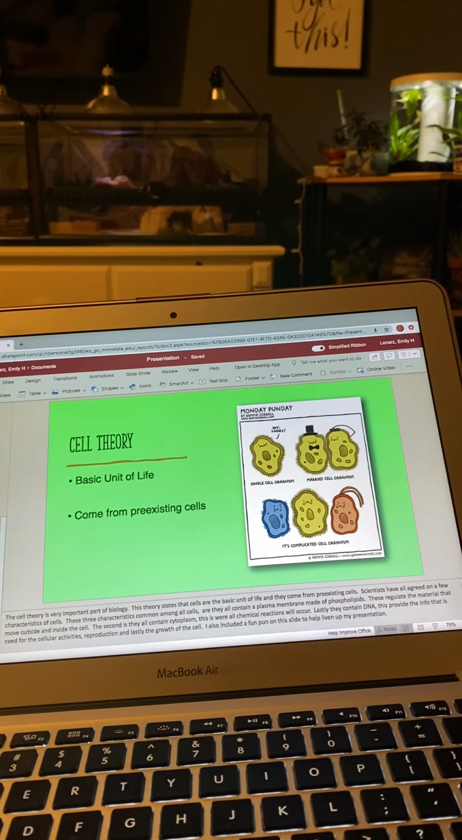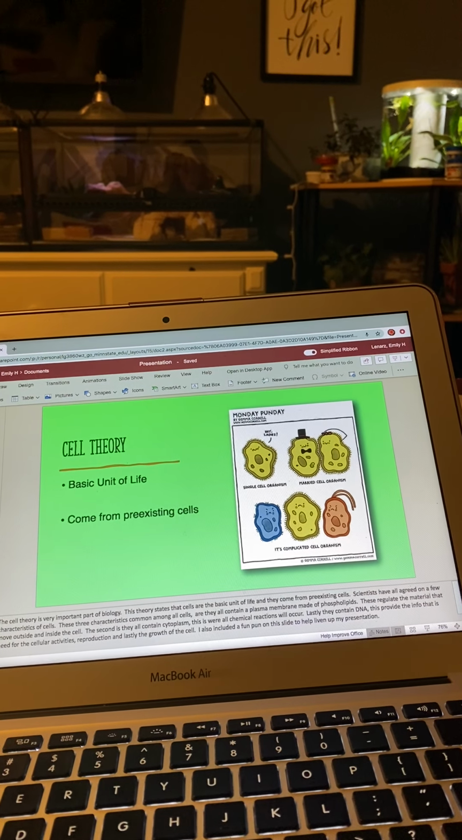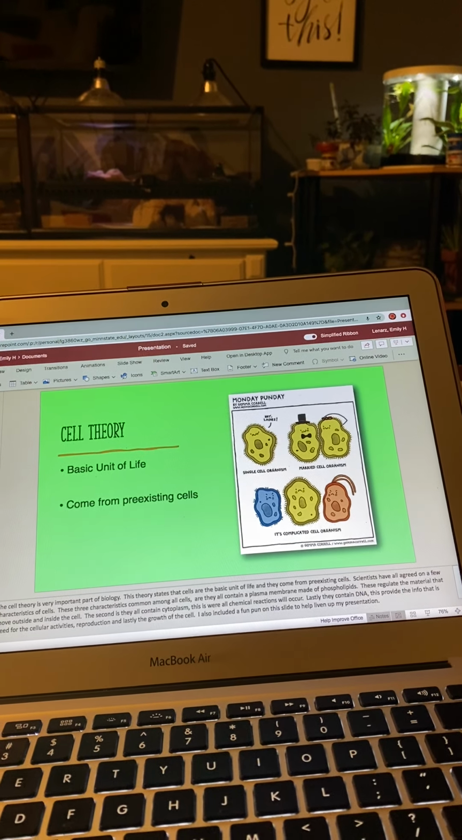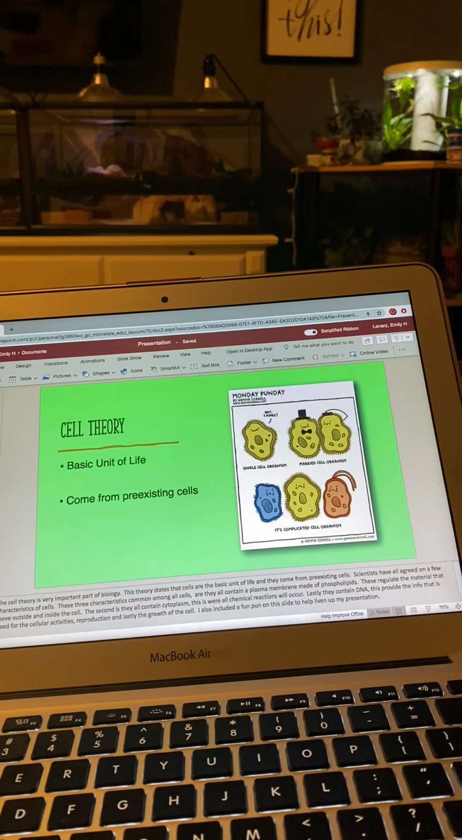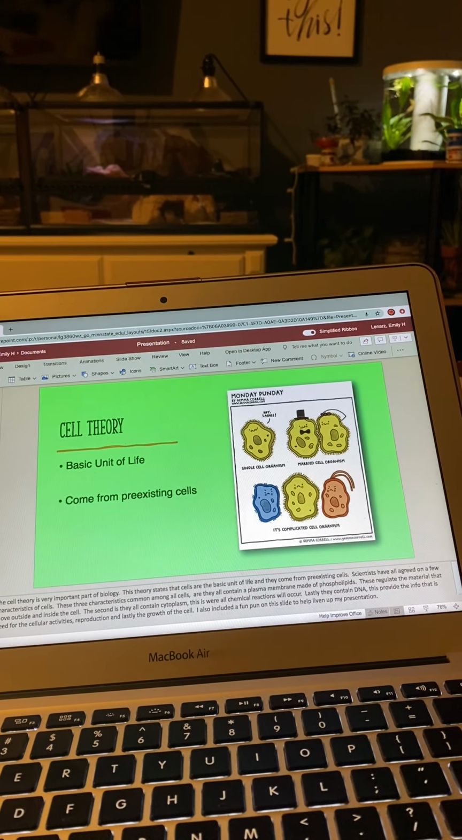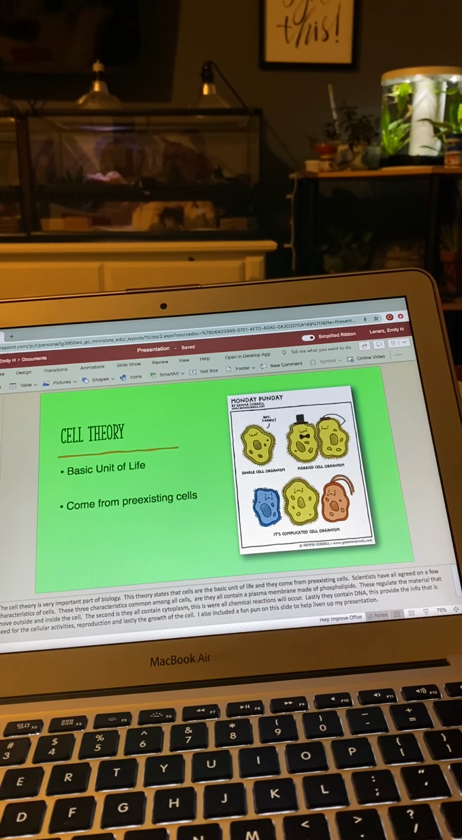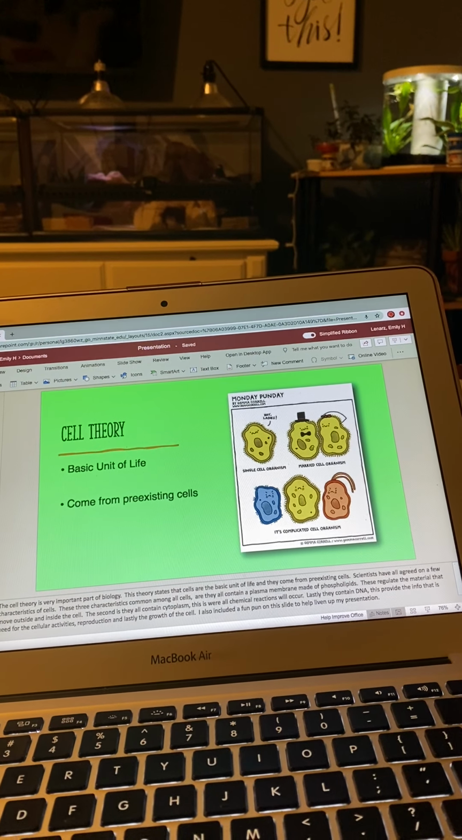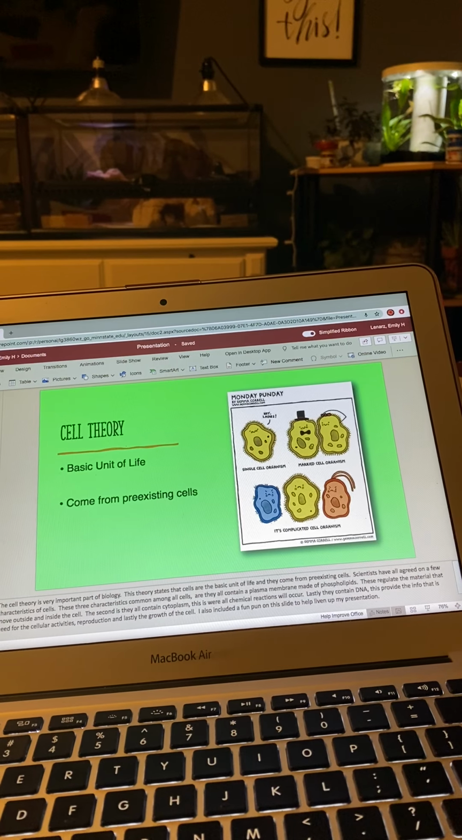Cell theory. The cell theory is a very important part of biology. This theory states that the cell is the basic unit of life and that cells come from pre-existing cells. Scientists have all agreed on a few characteristics of cells. These three characteristics are common among all cells. They all contain a plasma membrane made of phospholipids. These regulate the materials that move outside and inside the cell.